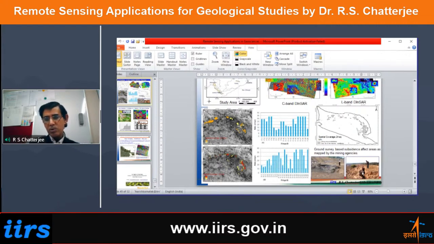Here are some of the ground photographs. This is an area which is subsiding, or where roof collapse is taking place due to the fire underneath. And here, underground mining is taking place by caving operations, and there are big cracks. This gentleman is from the Survey of India. They worked with us in a collaborative mode. They studied how this land is subsiding.